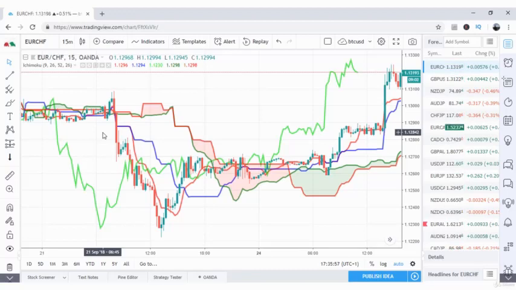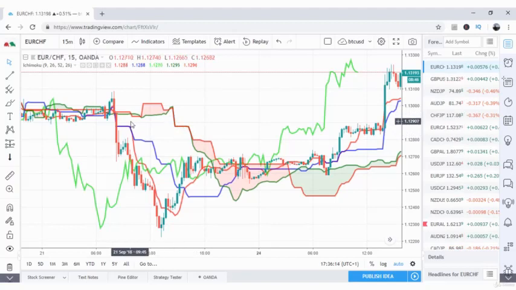In this case, there are some setups that I don't like. First of all, the color of the cloud is not clear for a long time. It seems that in this period the up and down Kumo are just overlapping, so there's no color at all.